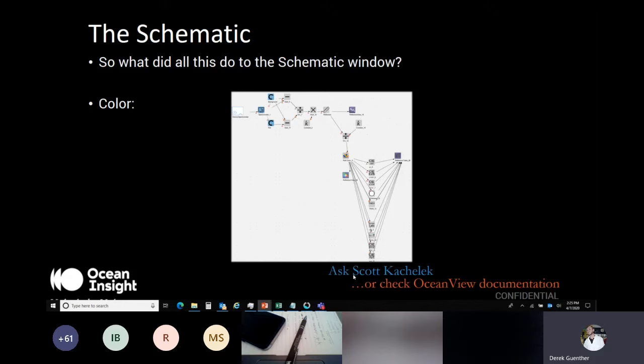For color, I say down here, just ask Scott Kachalik. He's the head of the Wave Illumination Group, or check the old OceanView documentation, because that's going to have some info in there as well about the color. But look at what it builds for color for all this. It builds this whole processing and then all these different outputs.